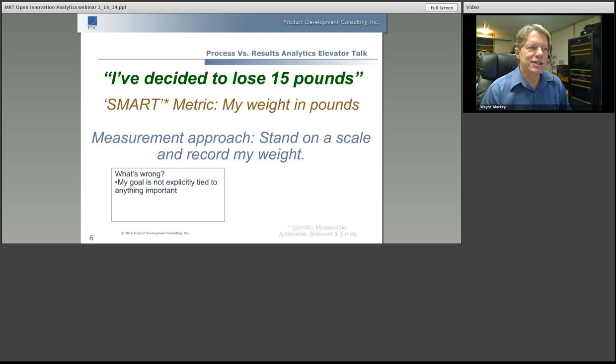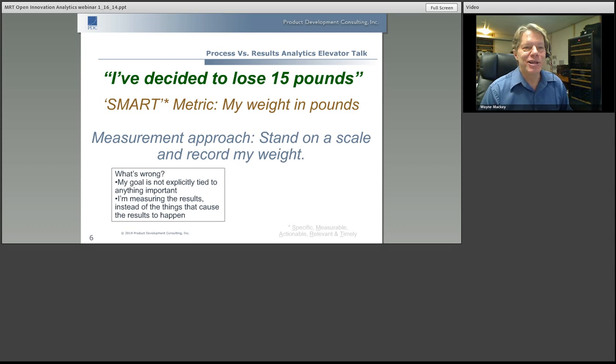There are a lot of different reasons for doing it, but you'll notice that this goal, as I stated it, decided to lose 15 pounds, is not aligned with anything important. So we don't know why we're doing it. There's no context with which to use it then. I'm also measuring the results instead of the things that cause the results to happen.